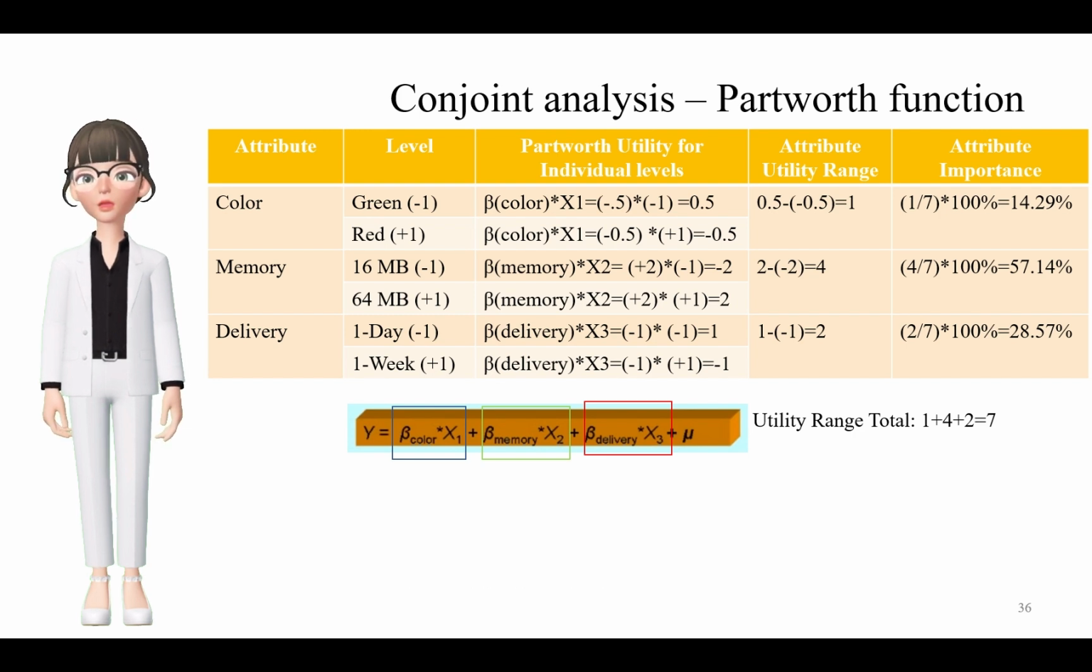We can then calculate the attribute importance for each attribute by calculating the attribute utility range, which is the difference between the maximum and minimum part-worth utility. For example, the range for color is 1, for memory it is 4, and for delivery it is 2, giving a total utility range of 7. We can then calculate the attribute importance by dividing the attribute utility range by the total utility range and presenting it as a percentage. By doing this, we can see that memory is the most important attribute, followed by delivery, and color is the least important attribute.